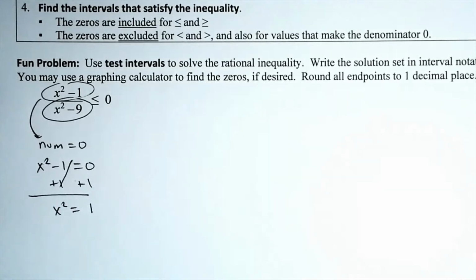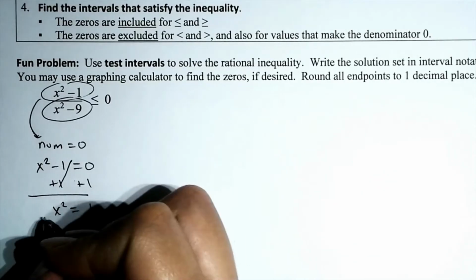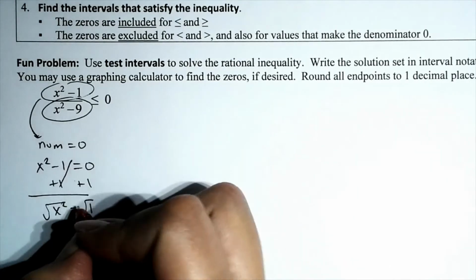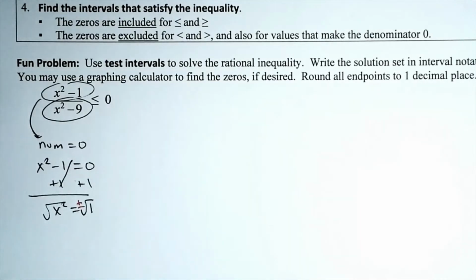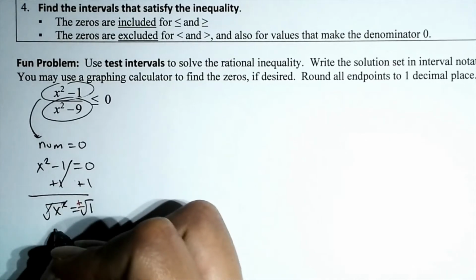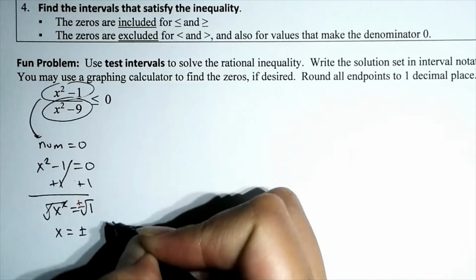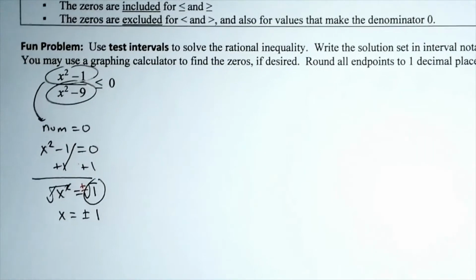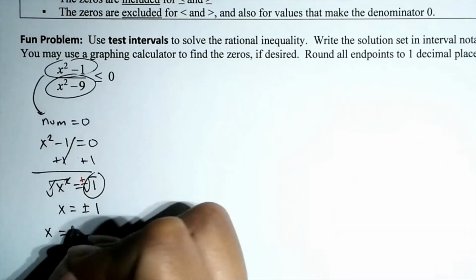When we apply the square root property to get rid of the square, let's square root both sides. And at this point, we'll add our plus or minus. And then we will tell the world that the zeros of the numerator are given by x equals positive or negative the square root of 1, which simplifies to 1. Okay, so the zeros are 1 and negative 1.